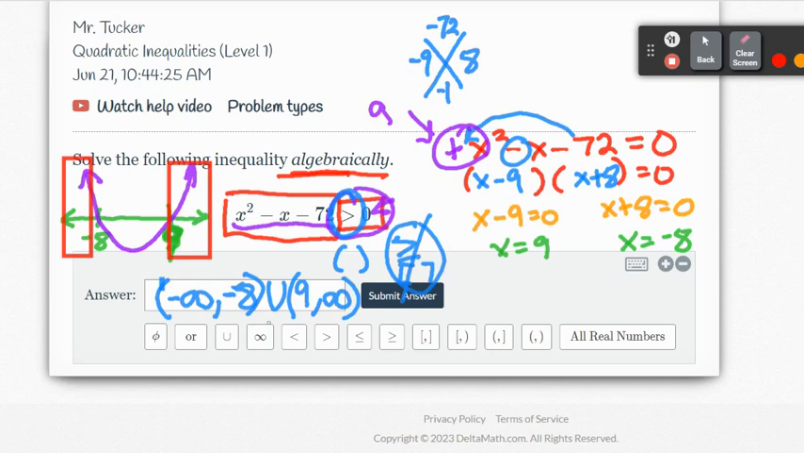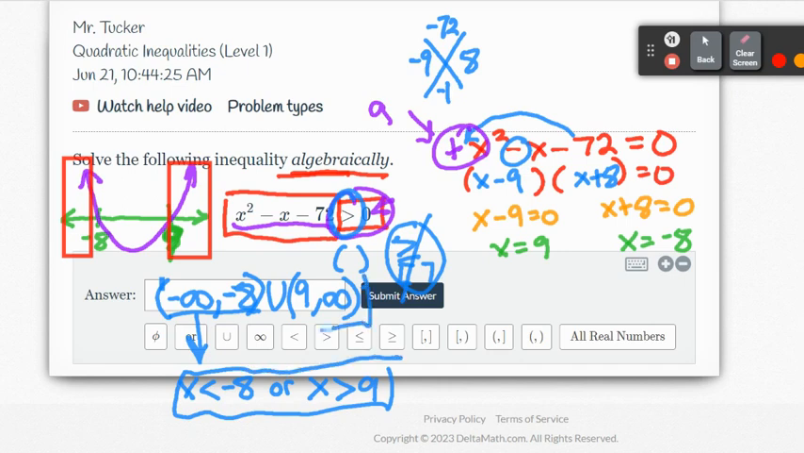Now that's just one way to write it. I could also write it in inequality notation where I say this whole phrase is x less than negative 8 or x is greater than 9. Either answer will suffice, whichever way you are more comfortable writing the answer set.